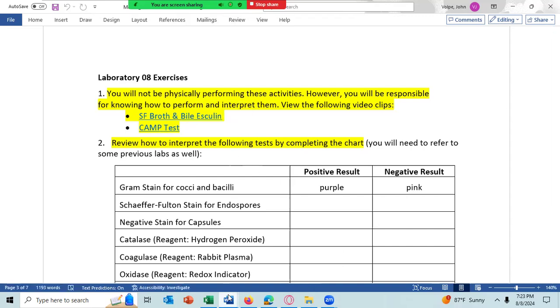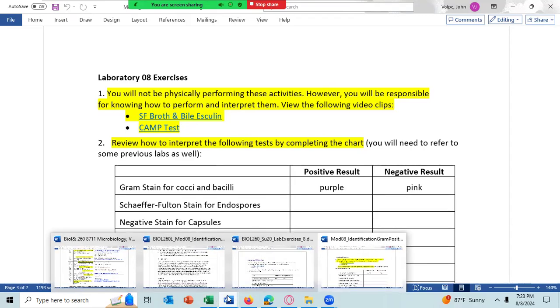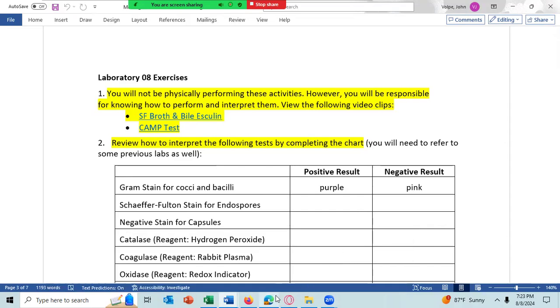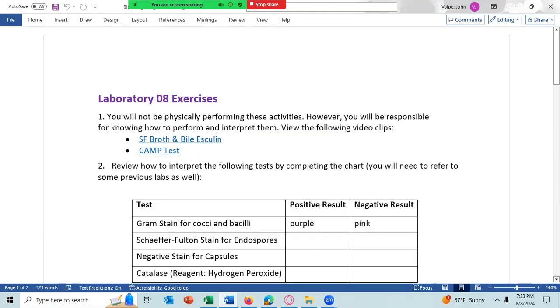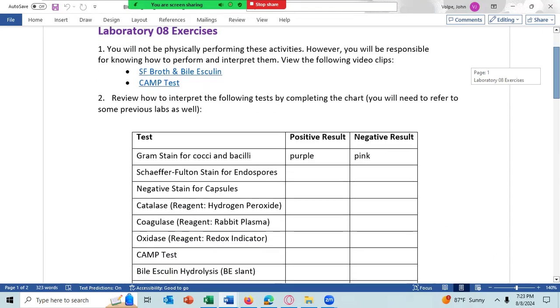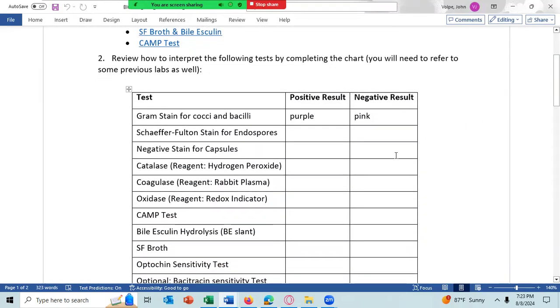Let's go to the worksheet now. I think it's this one, but I'm not sure. No, that's the one I've got here. So it's that one. All right. And then review how to interpret the following test by completing the chart. To get this information, you can get some of it from this lab, but some of it you'll need to get the information from previous labs as well. The first row has been filled in for you.